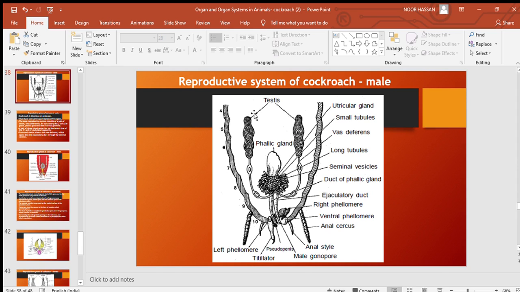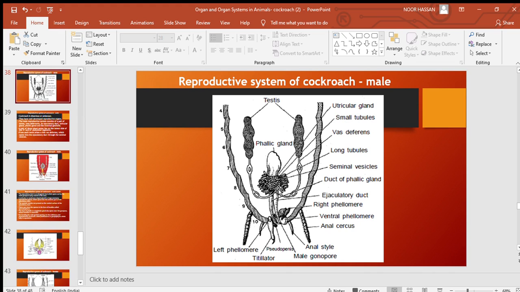So these are the main structures. These are testes, which are three-lobed structures, and from each testis arises a vas deferens. Vas deferens opens into the ejaculatory duct through the seminal vesicle. Another gland is the phallic gland, also called conglobate gland, an accessory reproductive structure. There is also the utricular gland, also called mushroom gland because it is in the shape of a bunch of mushrooms, and it also opens into the ejaculatory duct.